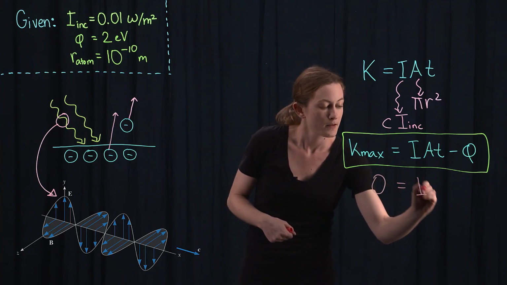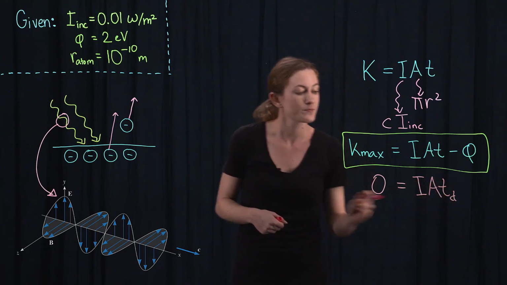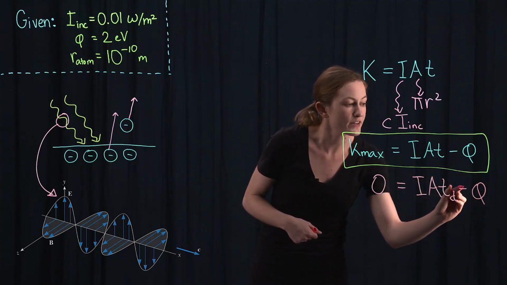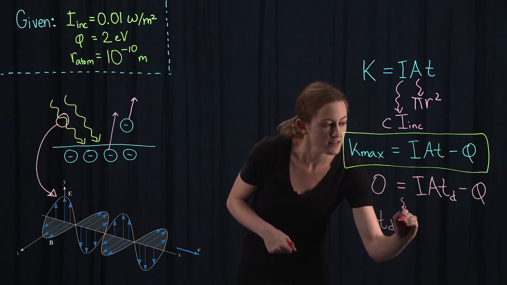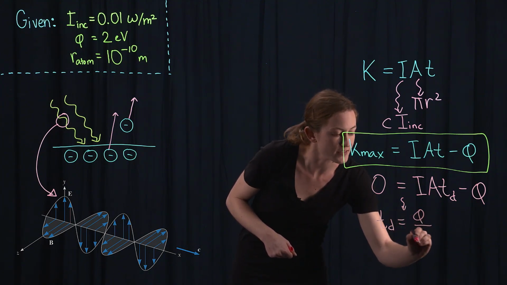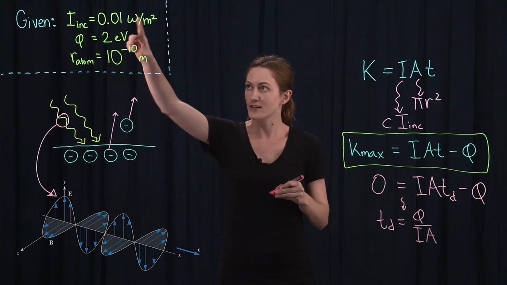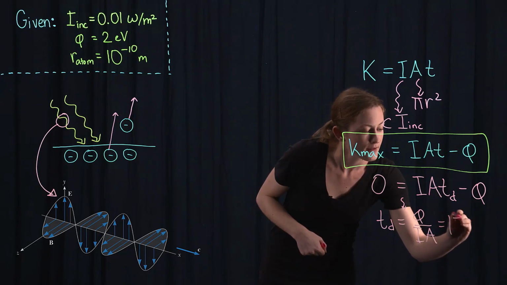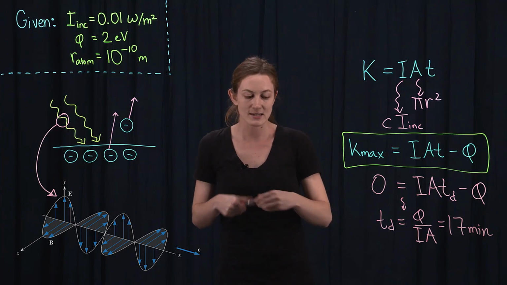So this time delay between the start of illumination, which we'll call Td, and the ejection of the electron is precisely when it has enough energy to escape. So we can solve this equation for Td, and we'll get that the time delay is phi over the intensity times the cross-sectional area of the atoms. Now it's just a matter of plugging in all these numbers that were given in the problem statement, which we can do, and we'll find that this time delay is 17 minutes for this apparatus.